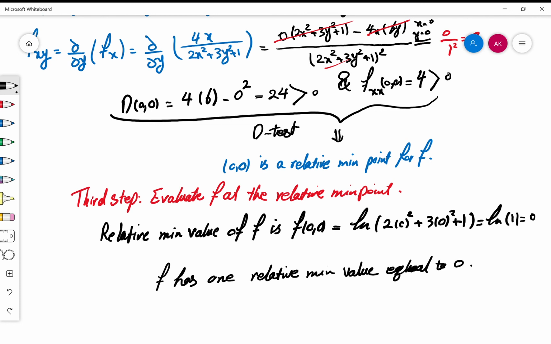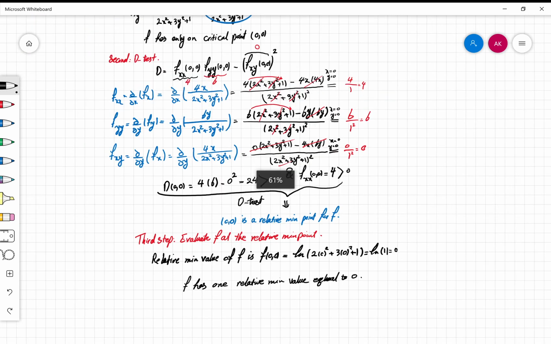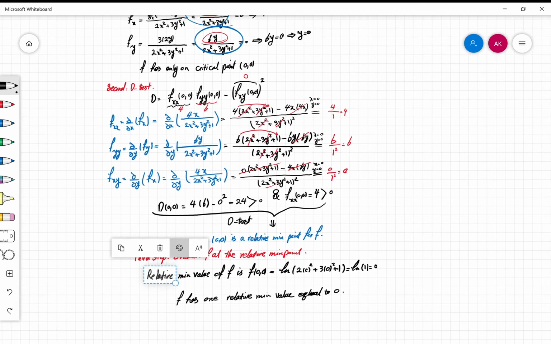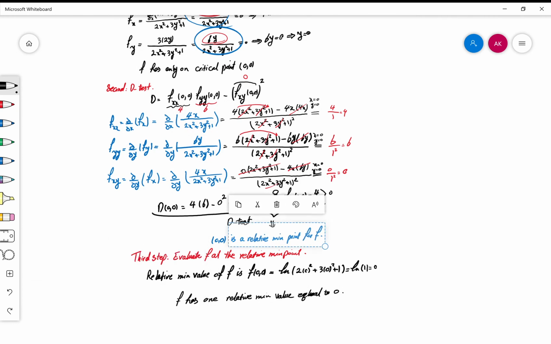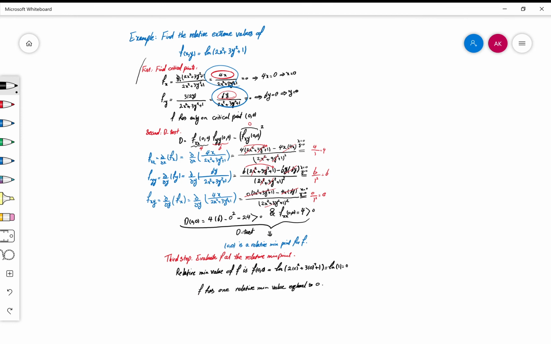So that's how we find it. We first find the critical points, use the test to classify the point, and then go from there and find the value of the function at that point.